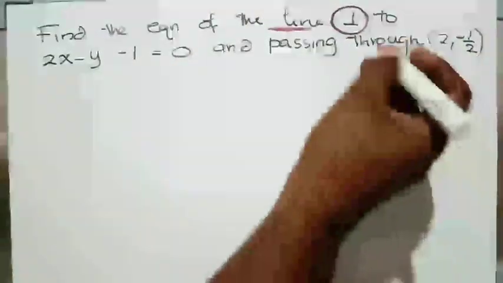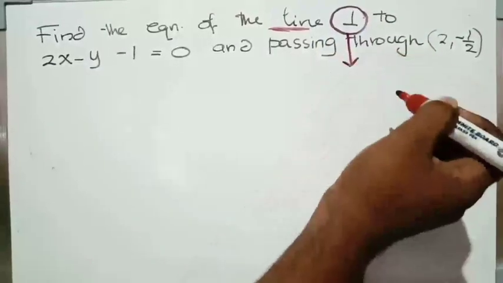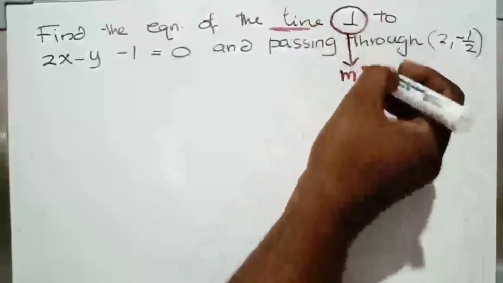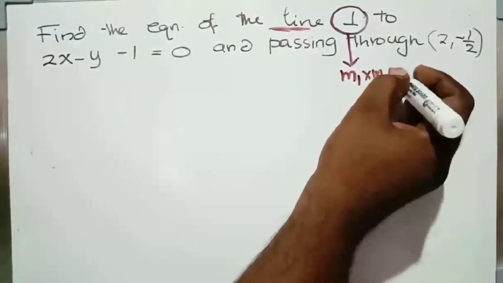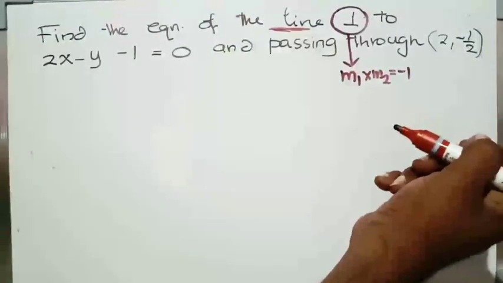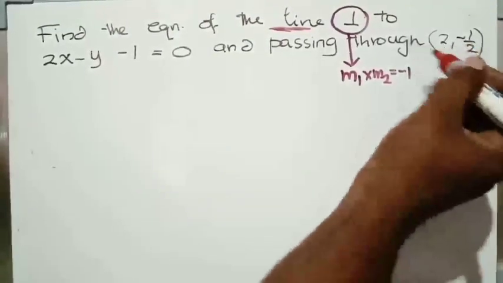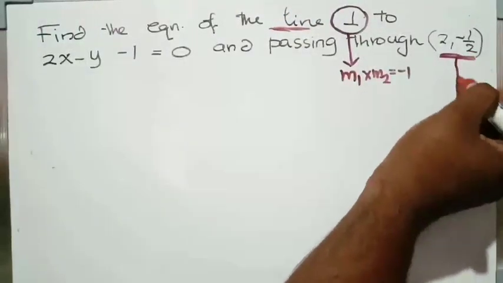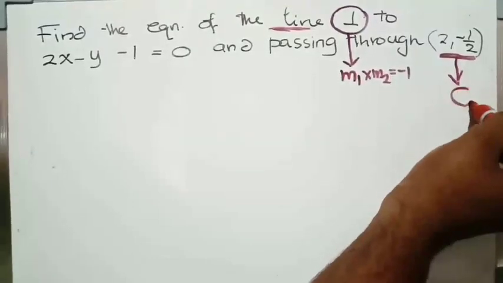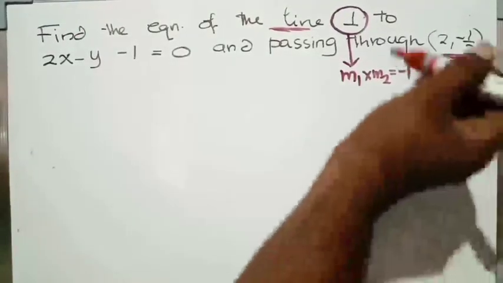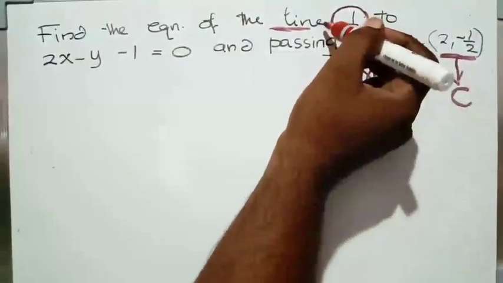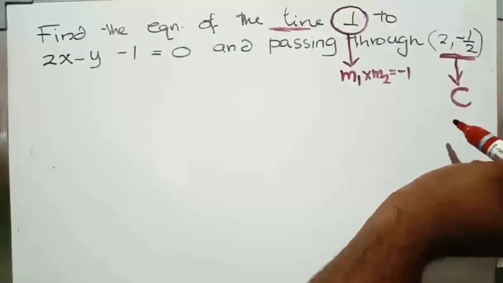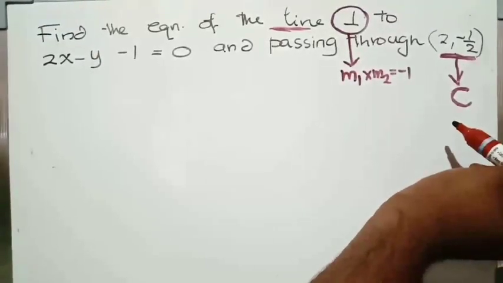So when you consider this perpendicularity, it is for finding the gradient of required line, because as they are perpendicular, we get m1 into m2 is equal to minus 1. This is a plan we have to make when you read a question like this. And the required line passing through a point, this is given to find the y-intercept. So using perpendicularity, we get the gradient of the line, and using this point, we get y-intercept. So that we can use the equation of the line as y equals mx plus c.